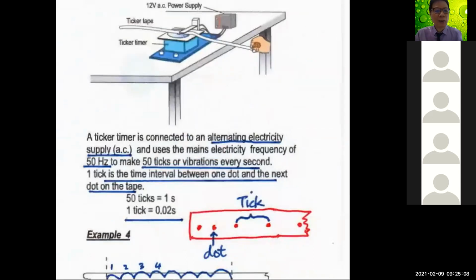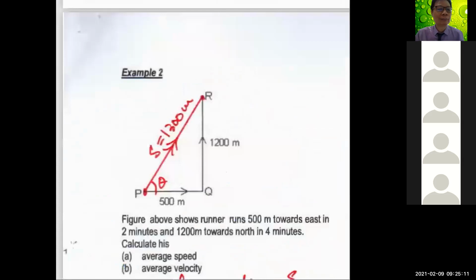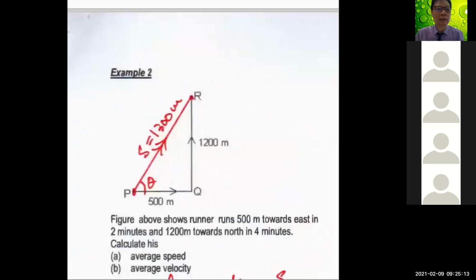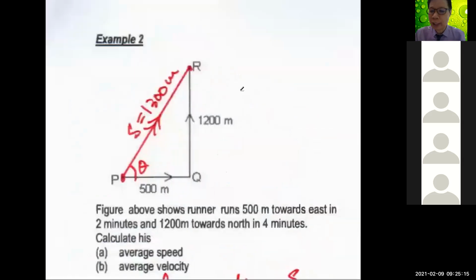Next, calculate this one. Okay, do now. In fact, all these are supposed to let you do on your own, as your offline homework. But never mind, I know if I leave you to do it yourself, some may not do it. Then pass up a blank paper to me.